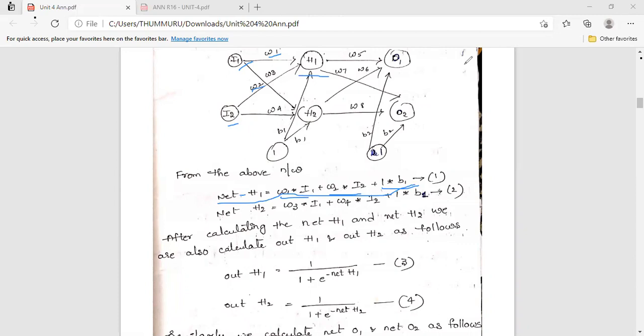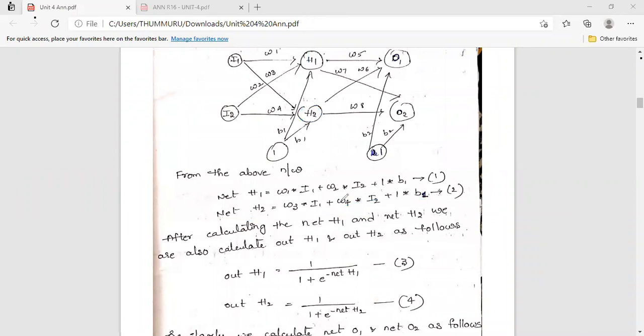Next, how to calculate H2? In the same way, what is the input of H2? Input of H2 is W3 into I1 plus W4 into I2 plus 1 into B1. So this is the second equation for calculating the H input, for H1 and H2, right?